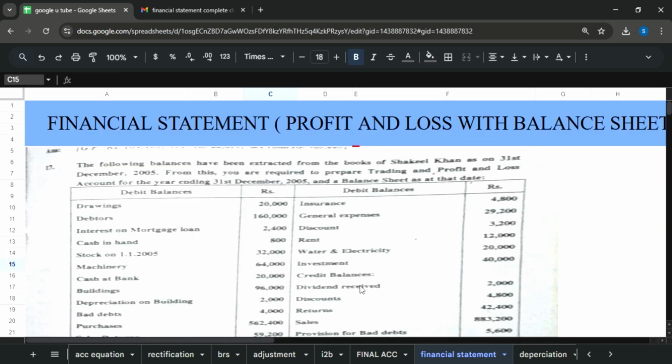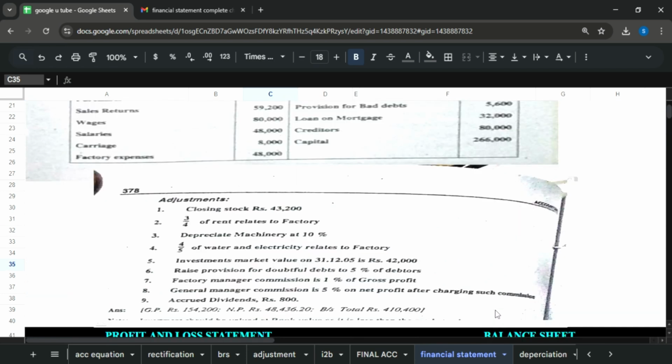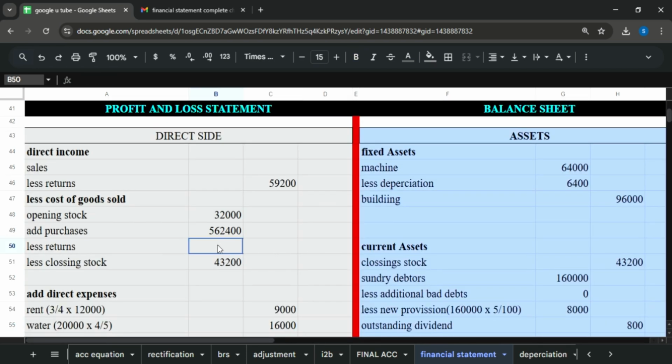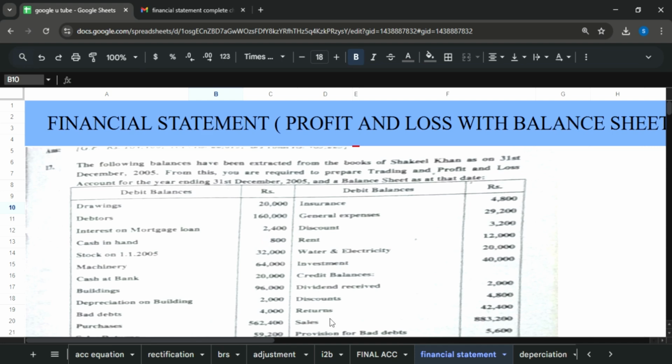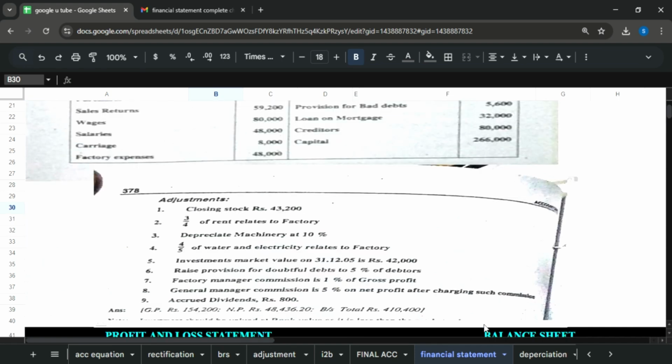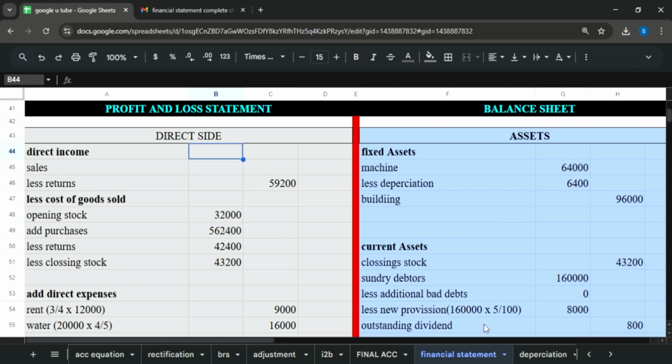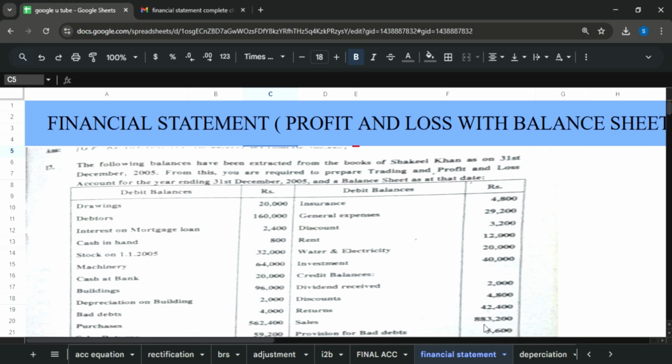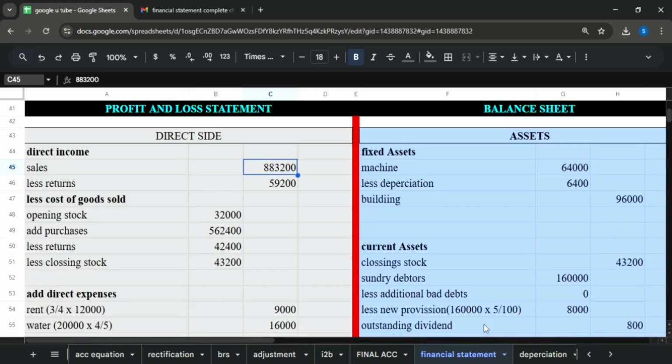Okay, then we have return. Since these returns are written at credit side, these are purchase returns 42,400. Okay, 42,400, we have already left a space for returns. After return we have sales 883,200. Let's see again to ensure 883,200.